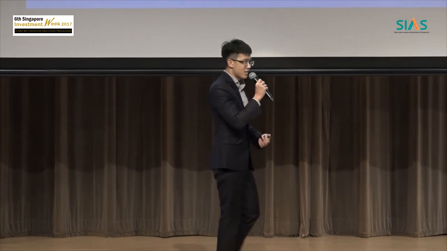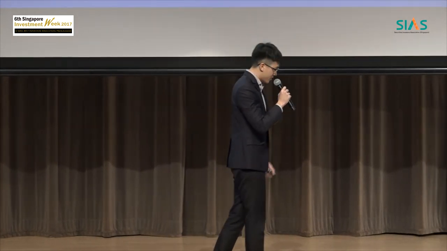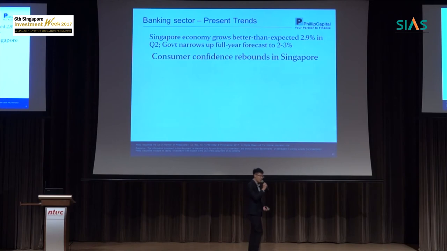Okay, banking sector, another big industry for Singapore. We can see that the Singapore economy has actually done quite well this year. So we see that it's actually growing higher than expected. Higher consumer confidence, and this generally was beneficial for the banks. You can see that some of the banks already increased by over 20 to 30% this year. And the reason is because this industry is cyclical. So it does well when the economy is doing well.